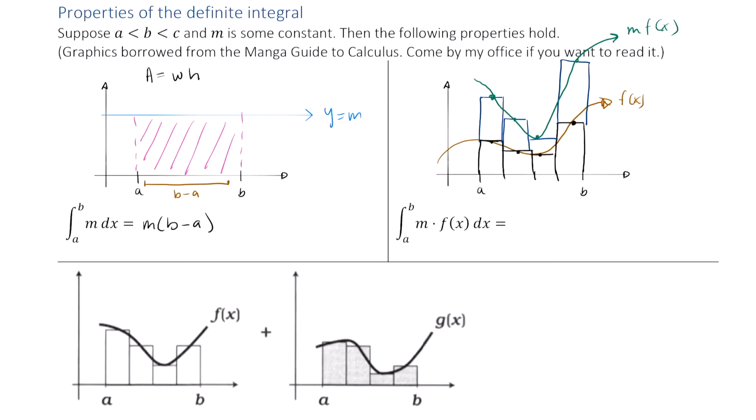More importantly, what that tells me is that this area can be rewritten as m times the integral from a to b of f of x dx. So I can find the area under this curve and then just multiply that by m, because visually that's what I did here. I started off with these 4 rectangles and then I multiplied them vertically by m. So each of these represents a vertical distance multiplied by m.